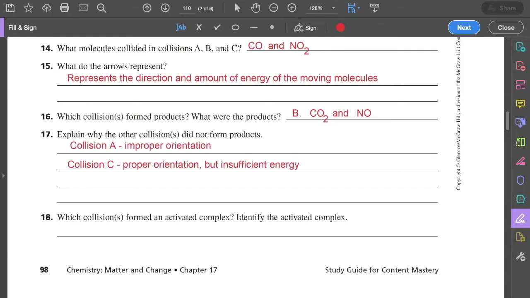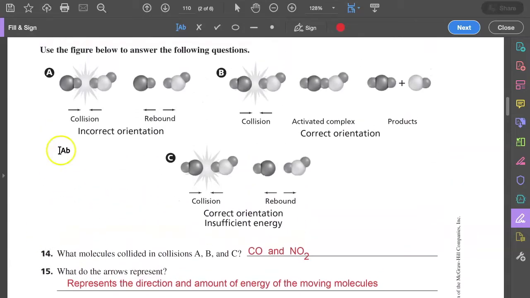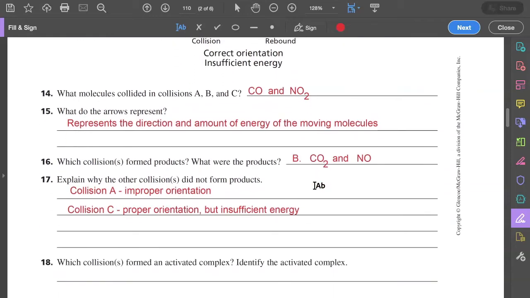Okay, collision A, we said, had an improper orientation. If I move back up here, you can see you've got the oxygen meeting up with the oxygen. That's the improper orientation. For collision C, we said that there was proper orientation, but not enough energy. And so that's why those two did not form products.